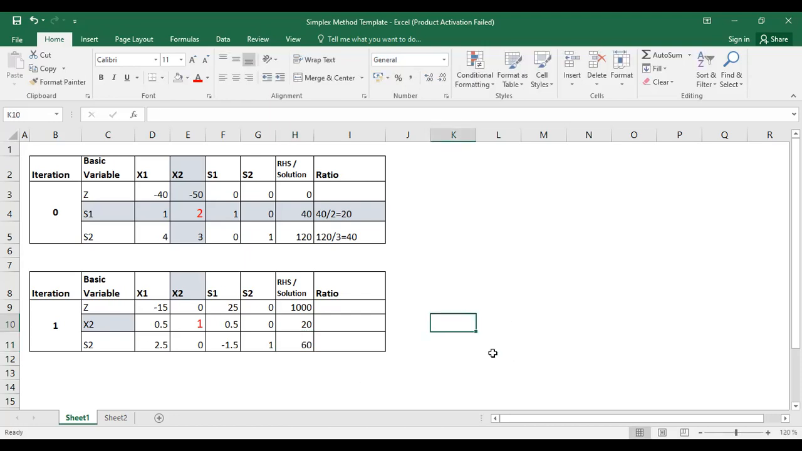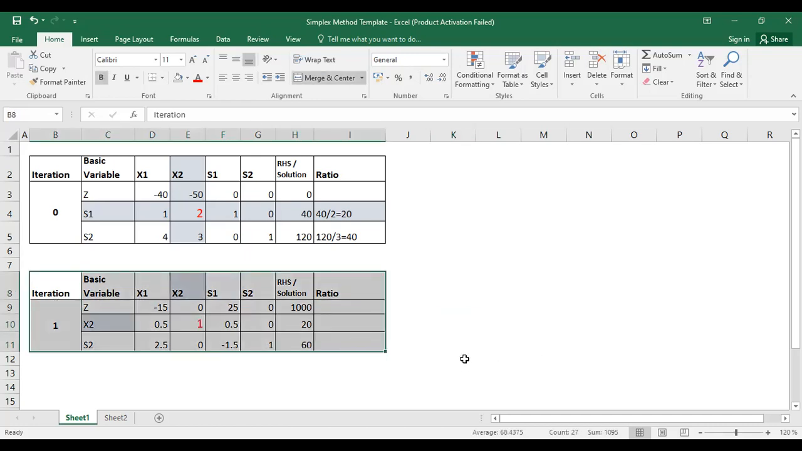So now we are done with this iteration. Let's see if we have an optimal solution. Who has something to say about this? This is the solution we are getting. Is it optimal? No, it's not. Why is it not optimal? Because there's still a negative value in the Z row. Yeah. Thank you.